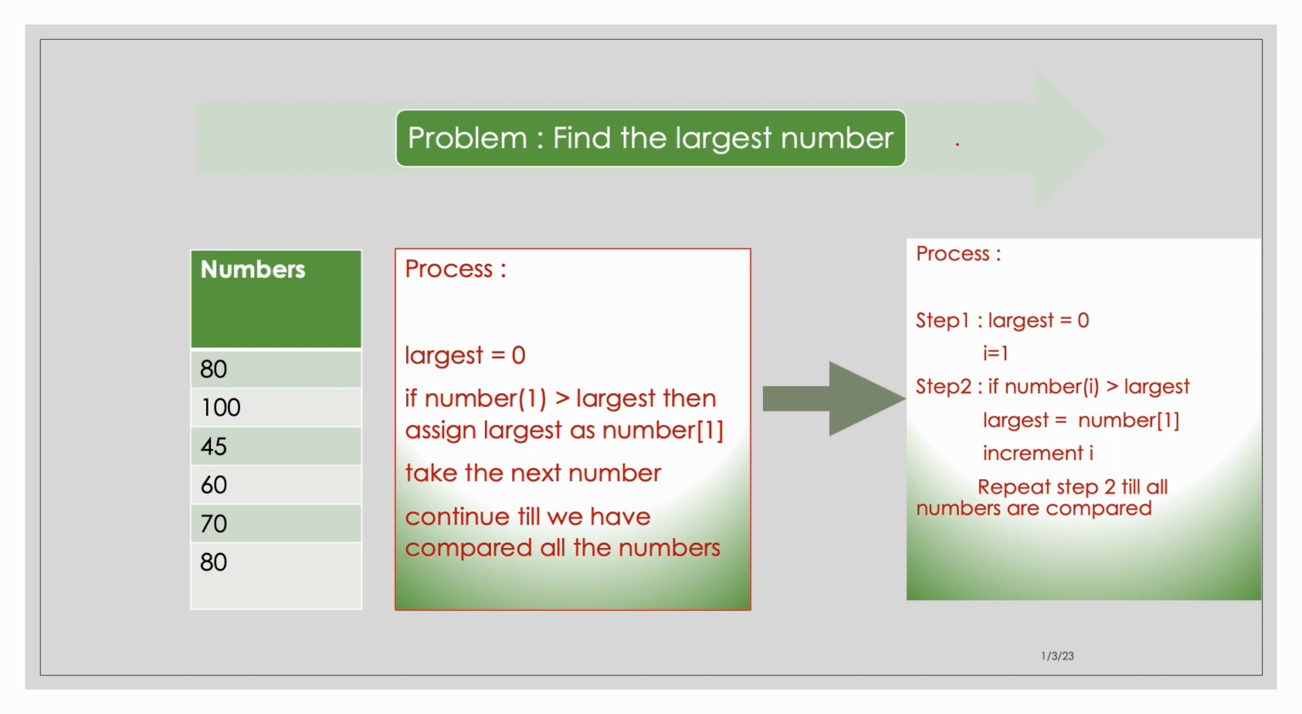In step 2, we compare each number with the largest, and if the number is greater than the largest, we assign the largest as that number, and then we increment I, and then we repeat step 2 till all the numbers are compared. Why do we write this in this fashion? Since we have this repetition, we know that this will go into the loop, and this is the initialization, etc. So it would be easy for us to convert this into a computer program.